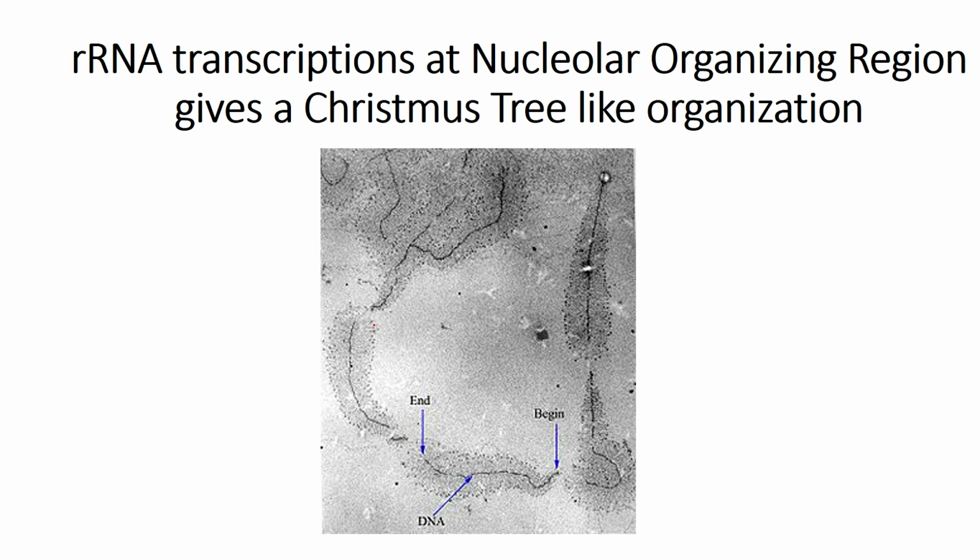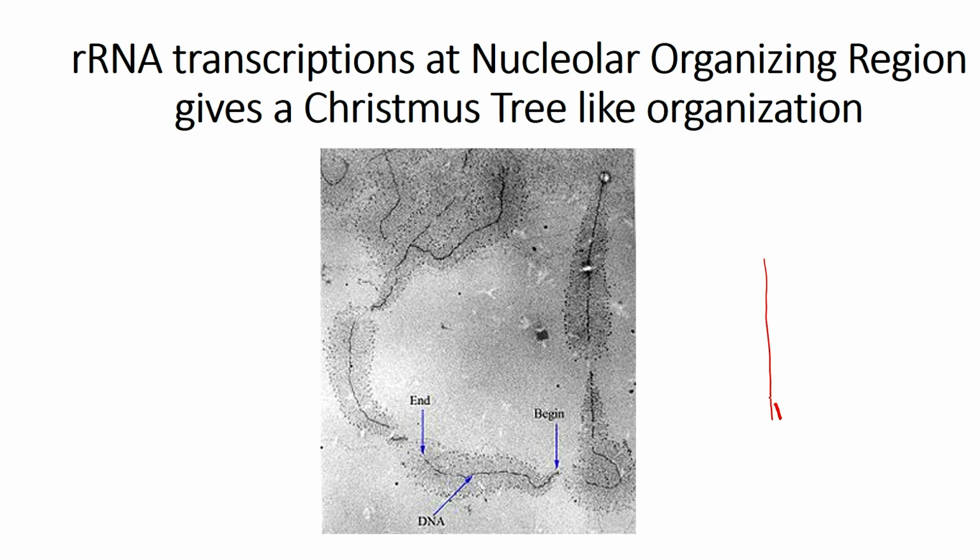This gives the feeling as if there is a Christmas tree. That means if this is the DNA and it is transcribing, one RNA polymerase has gone from here to here. So it transcribed up to this, and this much part is transcribed.